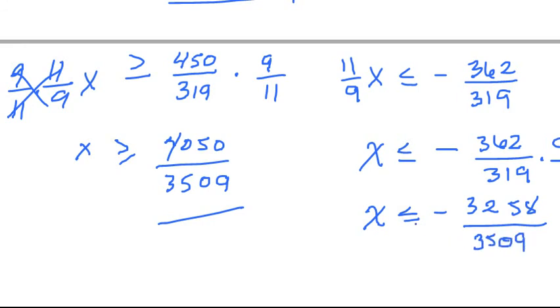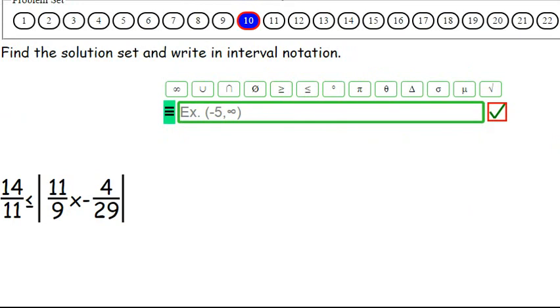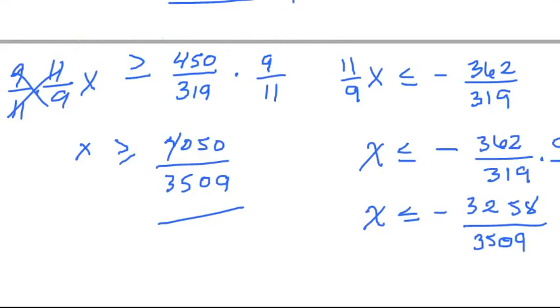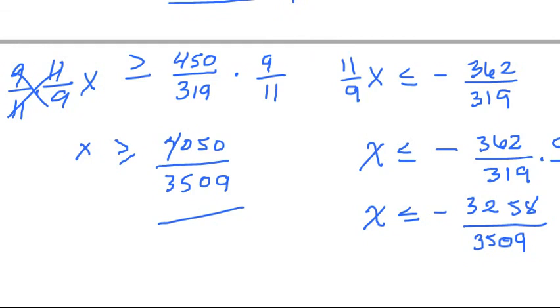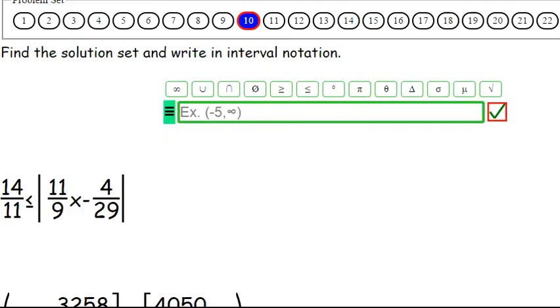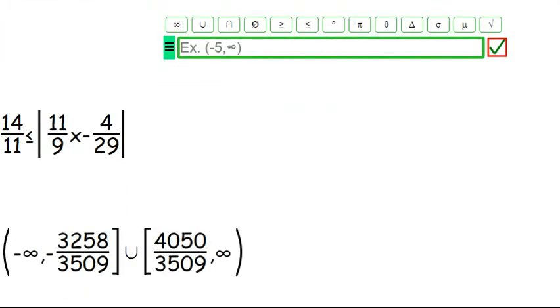X is less than or equal to negative 3258 over 3509. You know, that's just too much for me to handle. My God. X is greater than or equal to, okay, and less than or equal to. That is a headache.